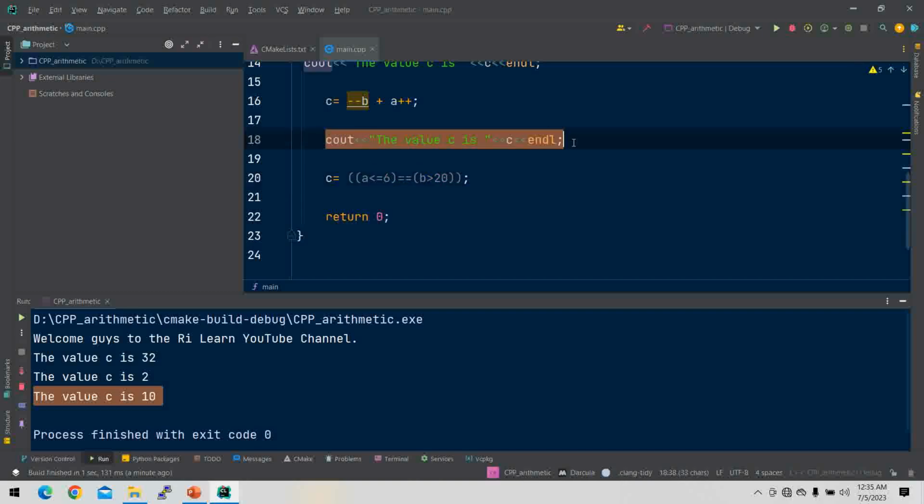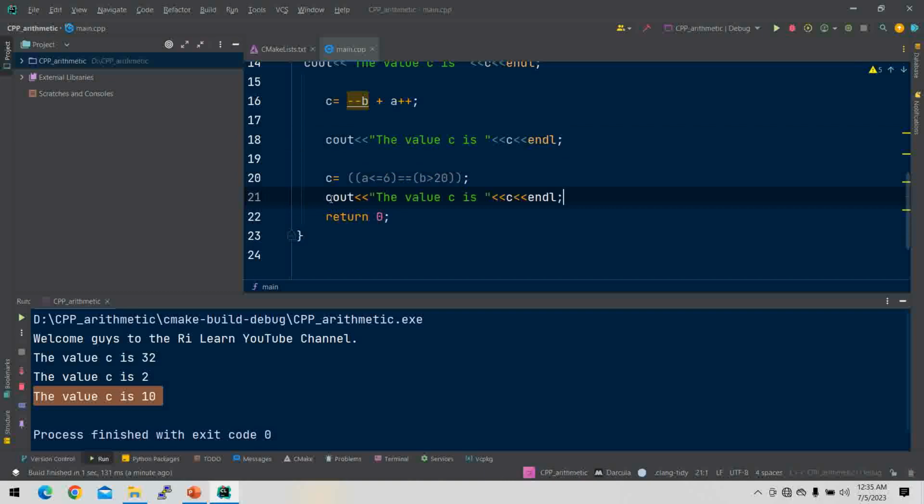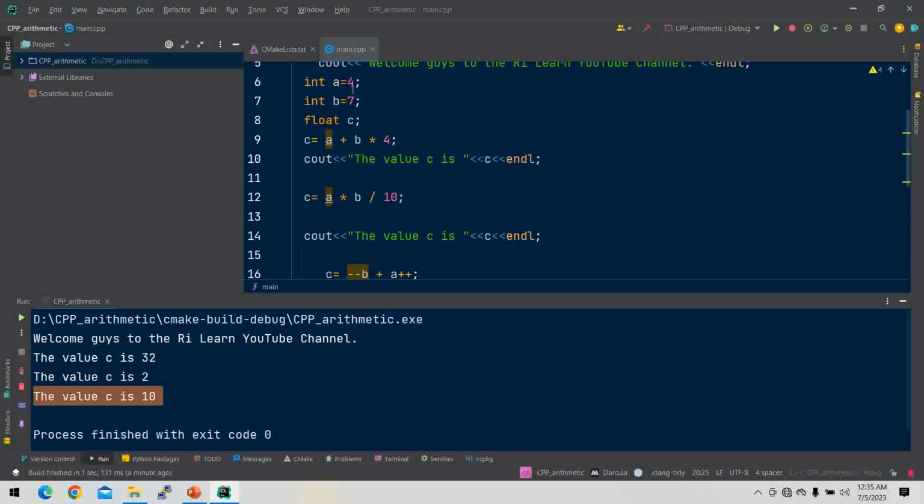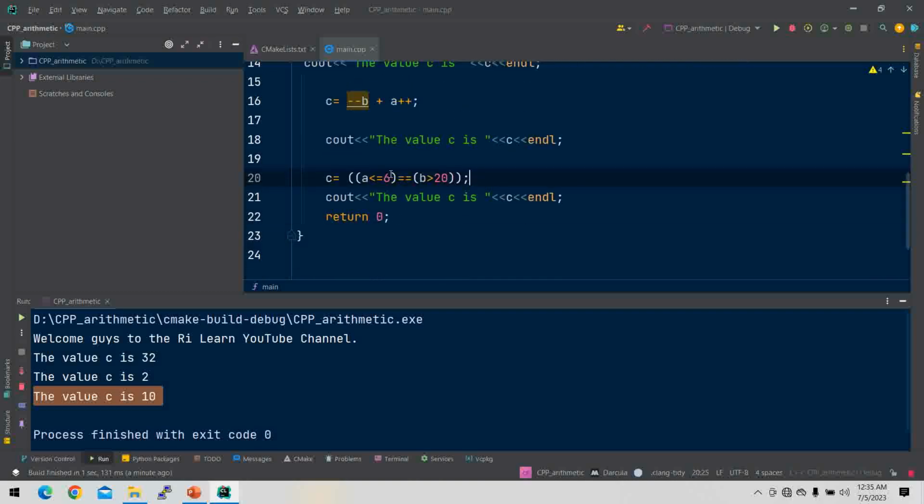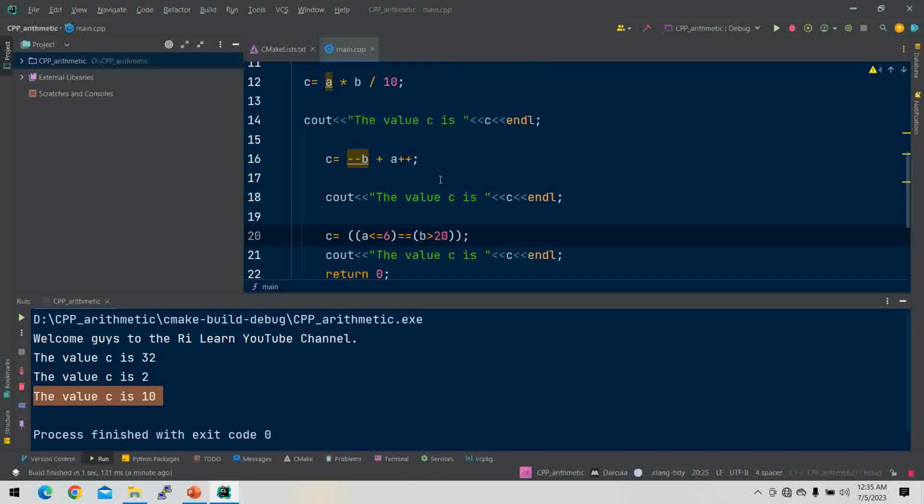Okay, so as we have seen in the previous slides, this has the same operator precedence as the greater than sign. So less than or equals to and greater than have the same precedence. Since they have the same precedence, it will execute from left to right. It starts from here. So the value of a is 4, then 4 less than or equals to 6, so this is true, which means 1.